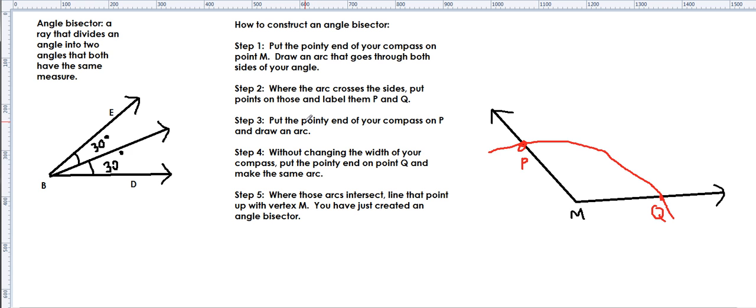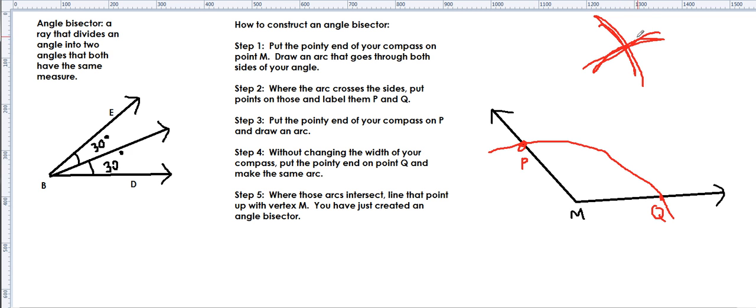Now, we're going to put the pointy end of our compass on P, and I'm going to draw an arc out here. I want to make sure that my compass is stretched out far enough. Once again, I'm going to put my pointy end on P, and I'm going to make an arc out here. Something like that. Without changing the width of the compass, I'm going to do the same thing with point Q. I'm going to put the pointy end on Q, and I'm going to make that same arc.